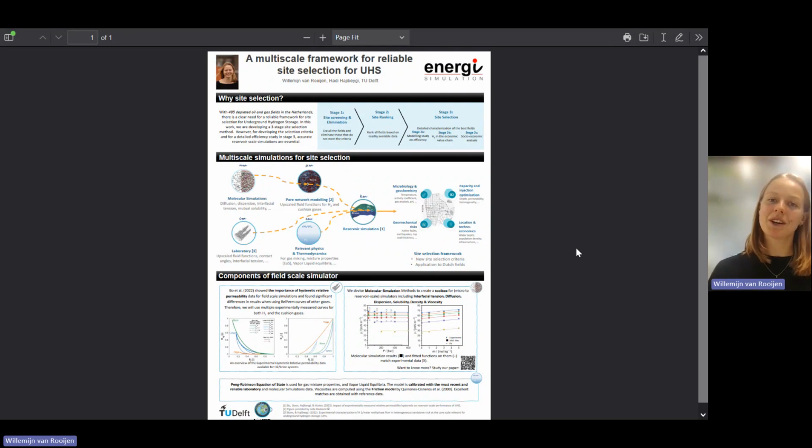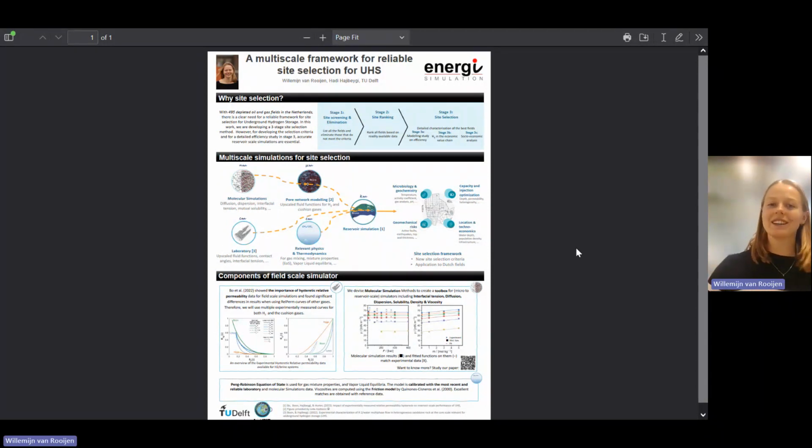So my poster is on the topic of underground hydrogen storage, and I hope you are all familiar with this. But if you are not, the basic idea of underground hydrogen storage is that we store hydrogen, in this case on a seasonal basis, in the subsurface. By doing this, we hope to resolve the problem that we will have later on with the energy transition. Because if we produce more and more renewable energy, there will at some point be a disbalance between the energy demand and the energy supply. And if we store this on a seasonal basis, we can resolve this seasonal disbalance problem.